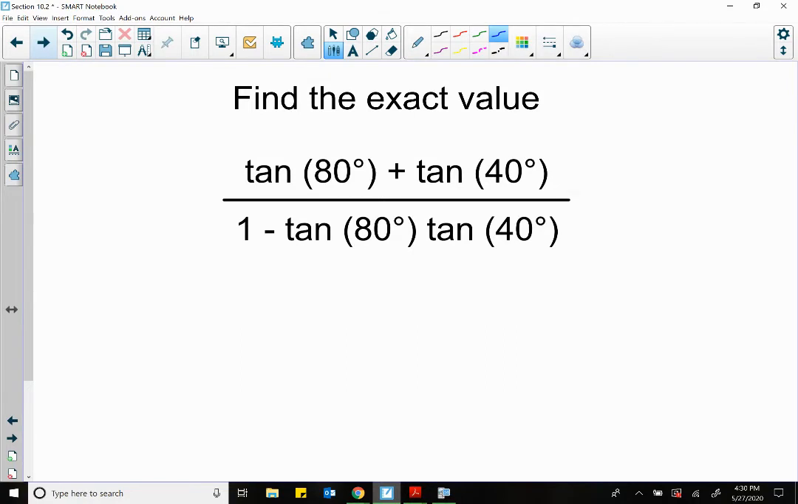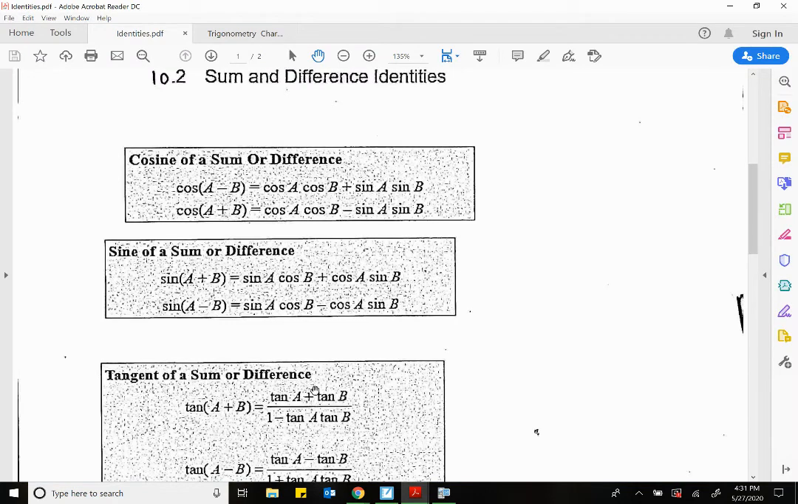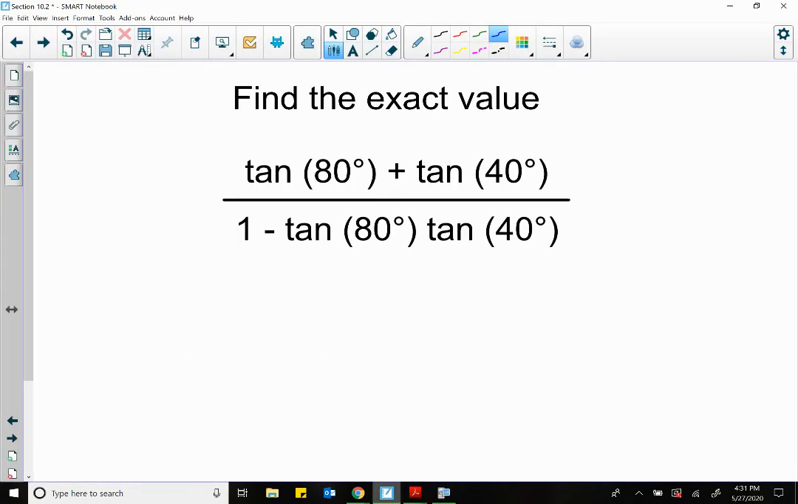Okay, so hopefully you recognize this as one of the tangent sum or difference formulas. So we just got to know which one it is. We had plus on top, minus in the bottom. It's right here. So they want us to do tangent A plus B, because we don't know what the 80 degree and 40 degree tangents are. But we do if we go backwards, taking tangent A plus B.